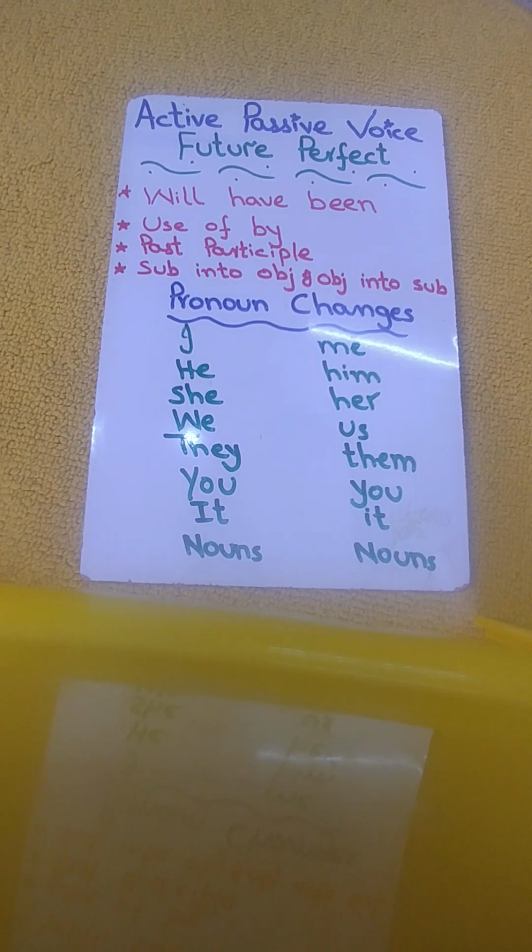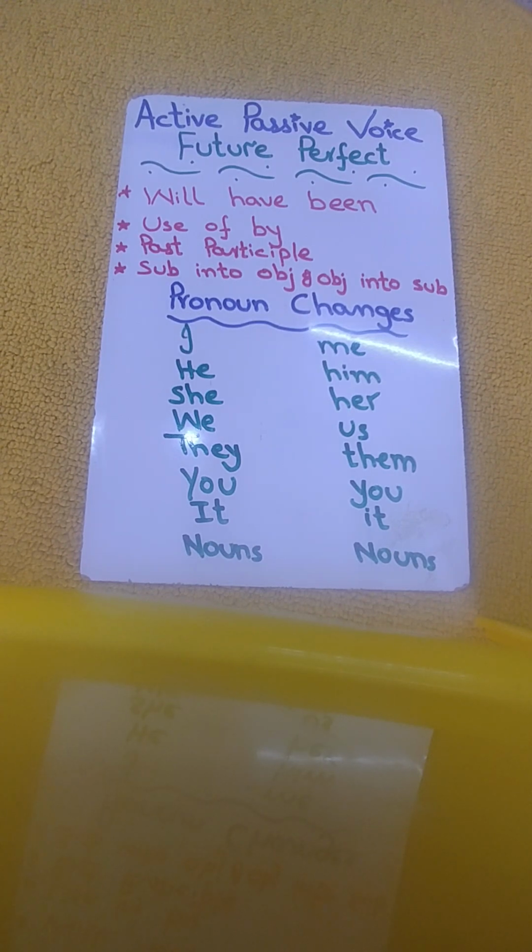Students, as you know, active voice and passive voice are two different ways of constructing sentences based on the relationship between the subject and the object of a verb. In active voice, the subject of the sentence performs the action expressed by the verb and the object receives that action. The structure of an active voice sentence is usually subject plus verb plus object.